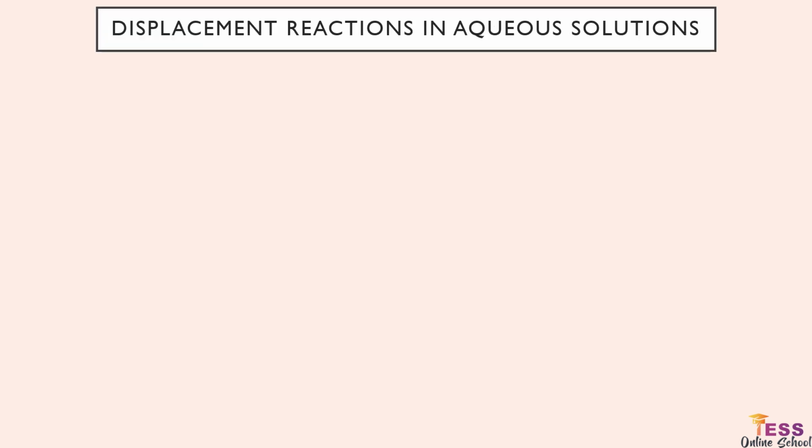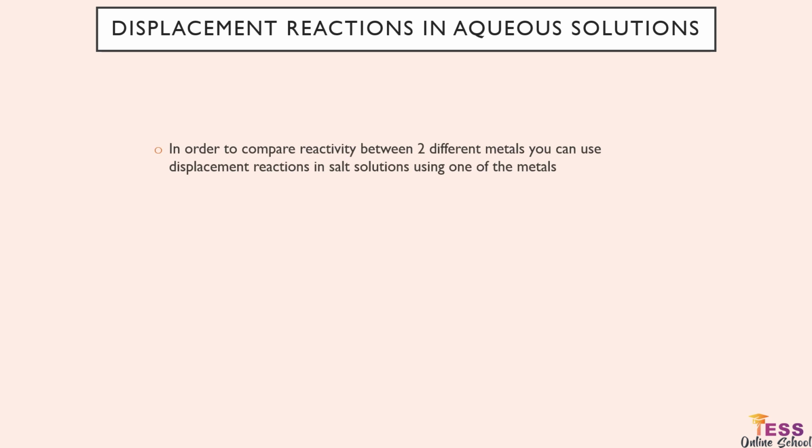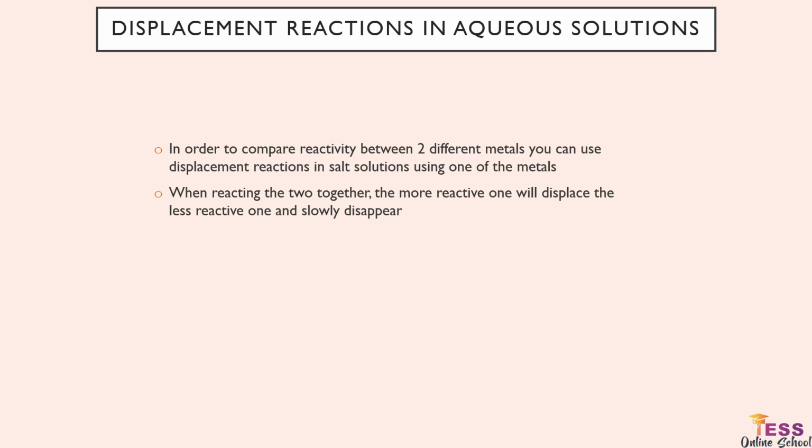Displacement reactions in aqueous solutions. To compare the reactivity of two different metals, you can always use a reaction with a salt solution to create a displacement with the metals. When the two solutions react together, the more reactive metal will displace the less reactive metal, which slowly disappears from the compound.